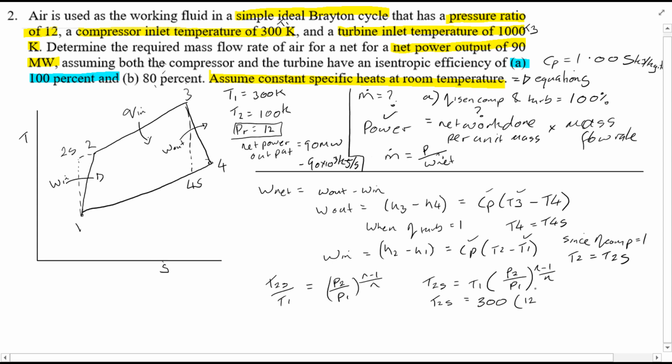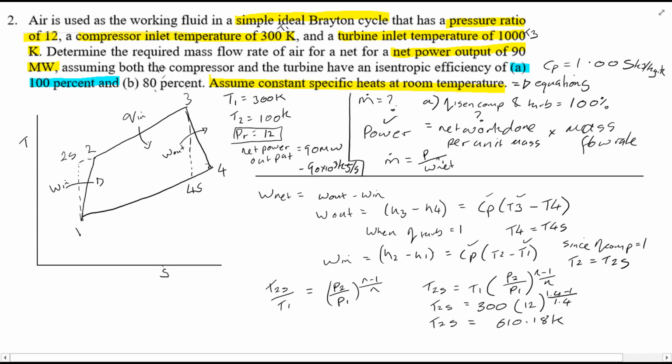Just get those pressure diagrams in your head, like I've said before, pressure against specific volume for each of the cycles, and that will help you get these in the right order. 1.4, of course, for k is from the data sheet, and you'll find T2S is equal to 610.18 Kelvin.